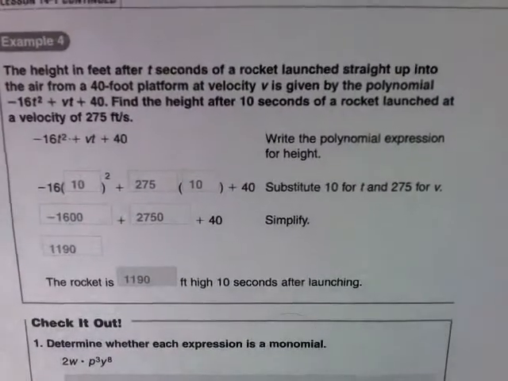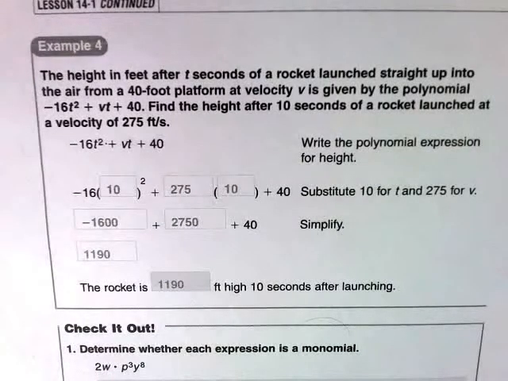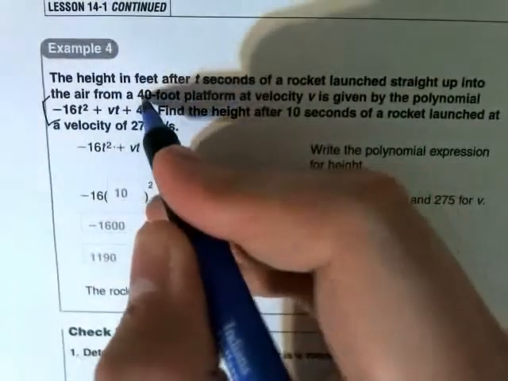All right, let's go and take a look at number 4 here. Number 4 says the height in feet after t seconds of a rocket launched straight up into the air from a 40-foot platform at velocity v is given by the polynomial negative 16t squared plus v times t plus 40. Find the height after 10 seconds of a rocket launched at a velocity of 275 feet per second. So luckily for us, they took that equation that was already written and rewrote it, because that's what we're going to plug into to solve.